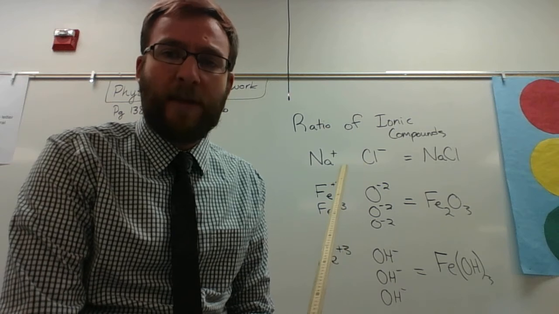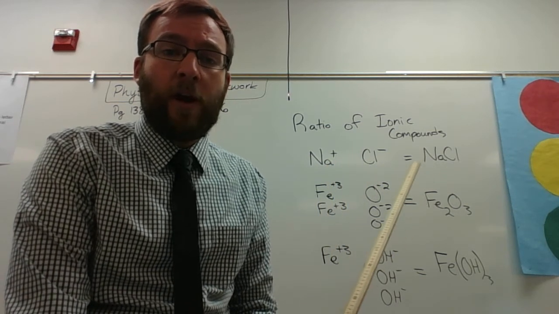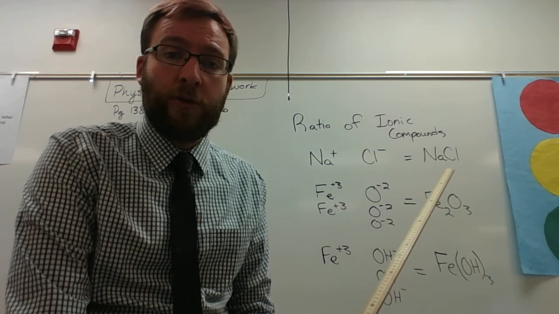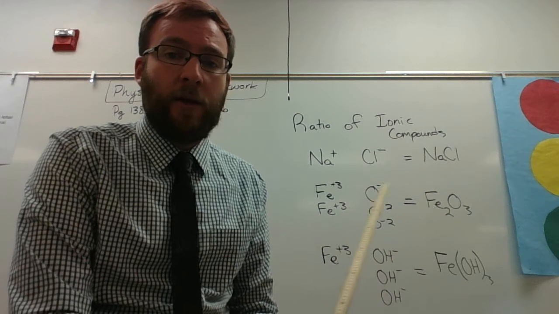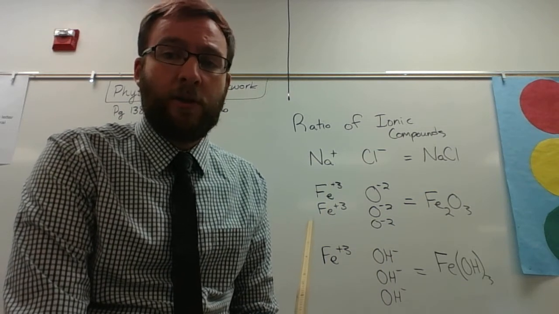Well, in this case, the base number is the same. So the positive and the negative cancel each other out. So for every 1 sodium, I need 1 chlorine. So that's the formula for sodium chloride, is NaCl. However, it gets a little bit more tricky once you deal with numbers larger than 1.